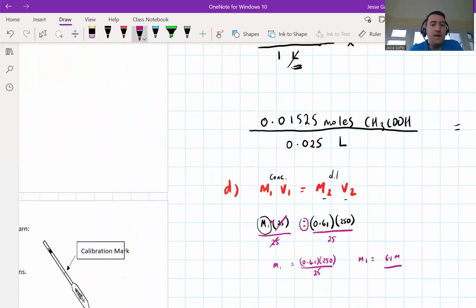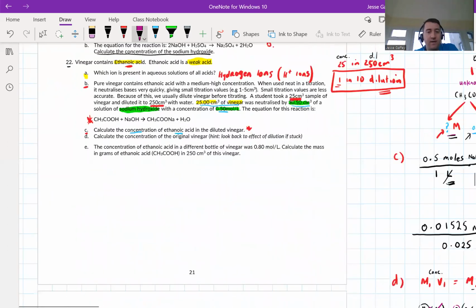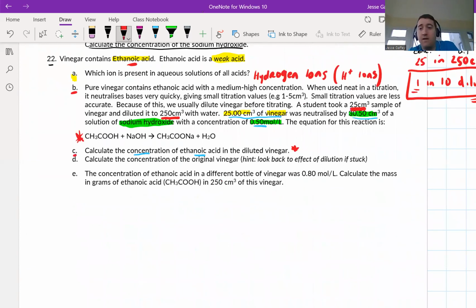That makes sense. The last bit then says we've got an extra step to do here. And most of these titration calculations will have something like this, especially at higher level. It says the concentration of ethanoic acid in a different vinegar bottle, so scrap all the old numbers, this is a new set of numbers, was 0.8 moles per liter. It says calculate the mass in grams of ethanoic acid in 250 centimeters cubed of this solution. So it's 0.8 moles per liter. We don't have a liter, we have 250 cm cubed, and we need to calculate the mass in grams of ethanoic acid.